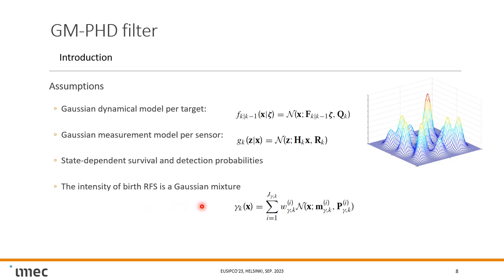As you see here, a Gaussian mixture can be denoted by a set of means, covariance matrices, and also the weights. Each weight indicates the significance of its corresponding Gaussian component.